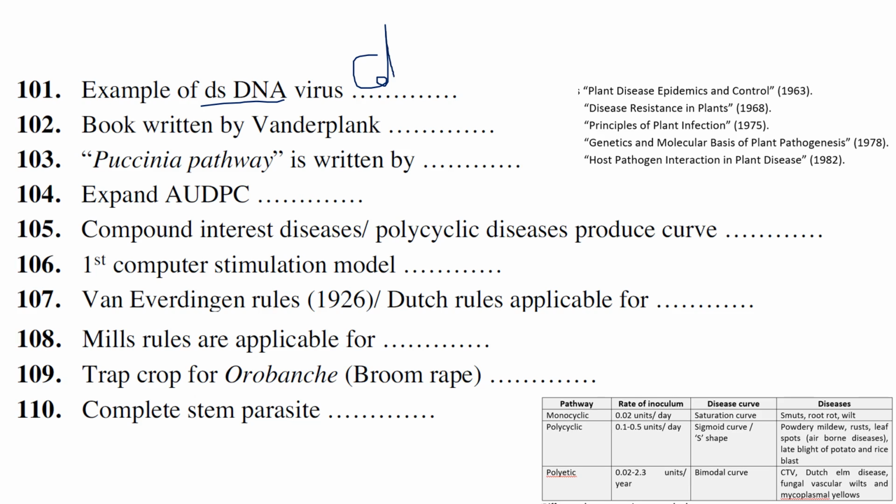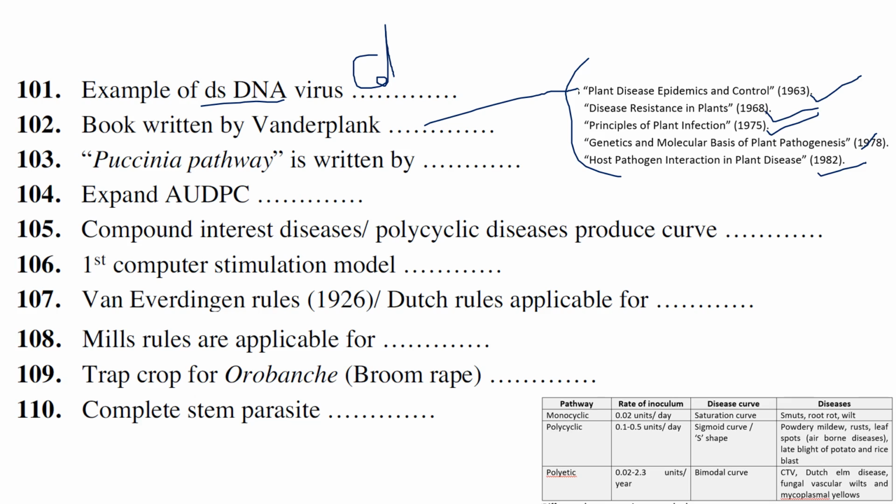Name the book which was written by Vanderplank. Vanderplank wrote 5 books: Plant Disease Epidemics and Control 63, Plant Disease Resistance in Plant 68, Principles of Infection 75, Genetics and Molecular Basis of Plant Pathogenesis 78, and Host Pathogen Interaction of Plant Disease, which was published in 1982. Based on the options, we must answer.